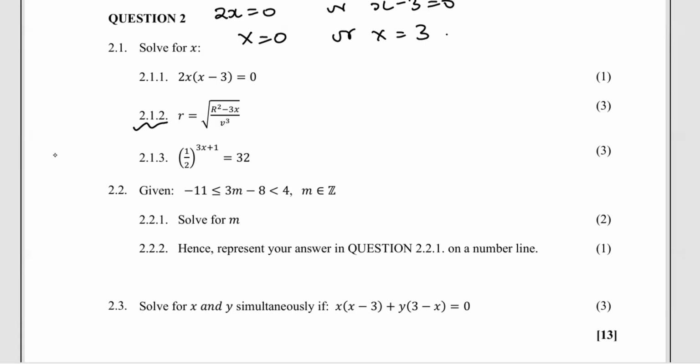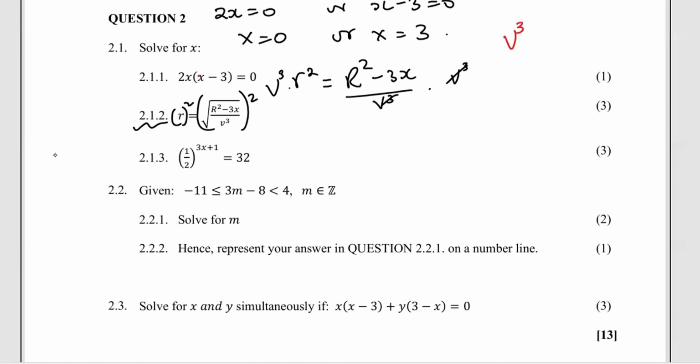So first step, we need to get rid of the square root. That can happen by squaring both sides, okay? So you're going to have r squared equal to capital R squared minus 3x all over v cubed. Let's cross multiply, or multiply both sides by v cubed. So this cancels that. And then we're going to move this r squared that side, meaning that our overall result is going to be v cubed r squared minus capital R squared is equal to -3x.